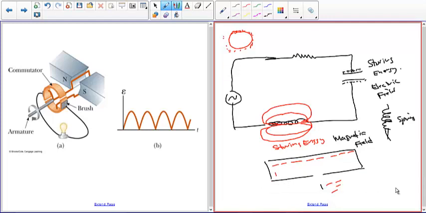Okay, so anyway, both of these are energy storing devices. In their ideal case, they don't dissipate any energy. They only store energy.